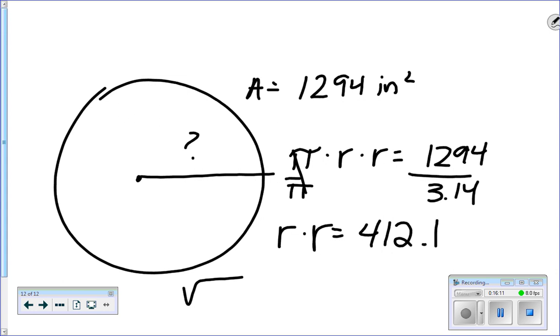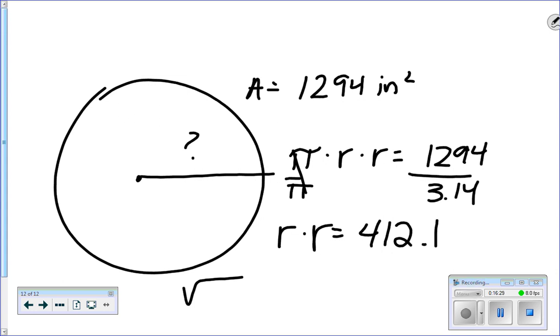Yes. Okay, so here's the deal. Every single calculator has a square root key. I think yours does. You understand why I have to do that? Okay, so here, let me show you quickly how to do this before you leave.